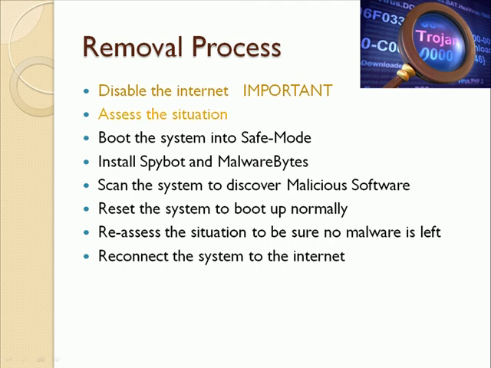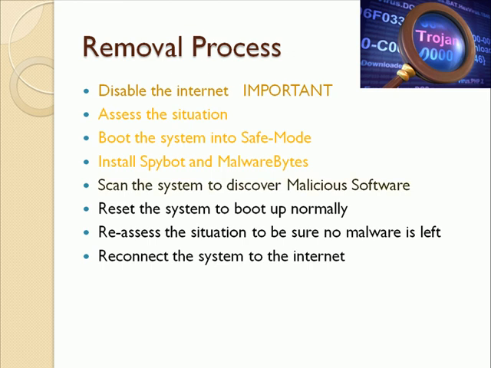The next step is assessing the situation. By this I mean look at how the system is functioning, check to see if you can perform an Alt-Control-Delete or launch msconfig. If you can do any of these things, the infection is minor to moderate. Next, we need to boot the system into safe mode using msconfig and a minimal boot option. After we've got into safe mode, the next step is installing Spybot and Malwarebytes, the two programs we're going to use to try to remove the malicious software.